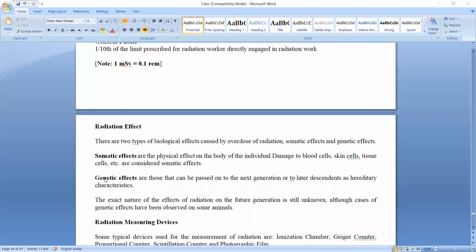You can observe this kind of genetic effects in Japan. The Hiroshima Nagasaki effect caused so many genetic effects in Japan. Okay, but the exact nature of the effects of radiation on the future generation is still unknown. Yes sir, some research is going on into these genetic effects of radiation.